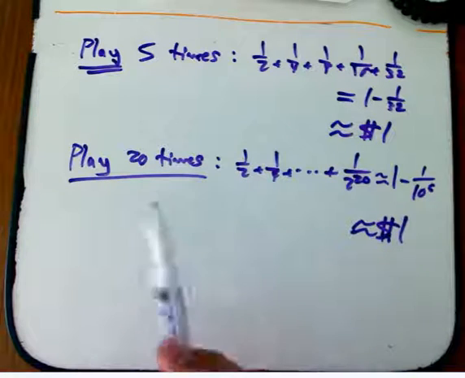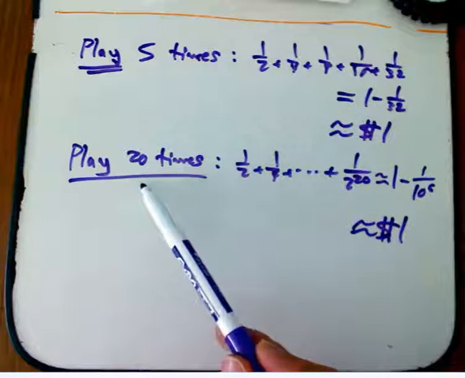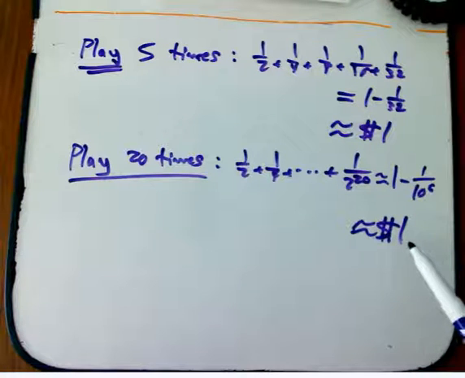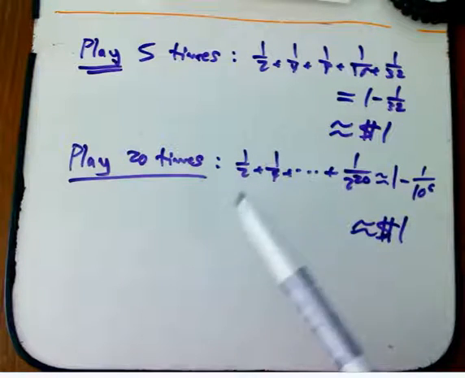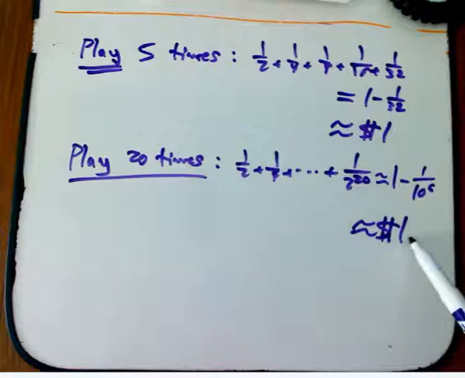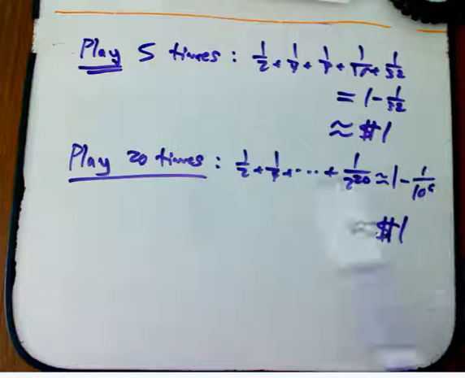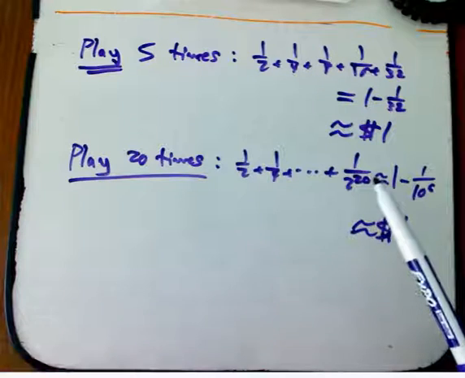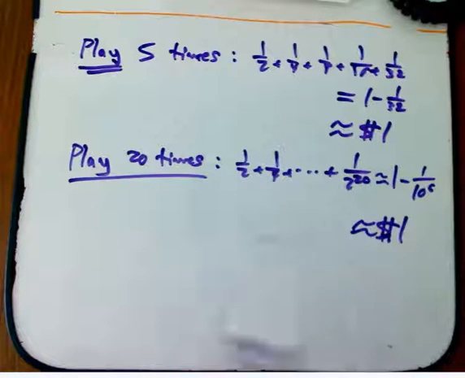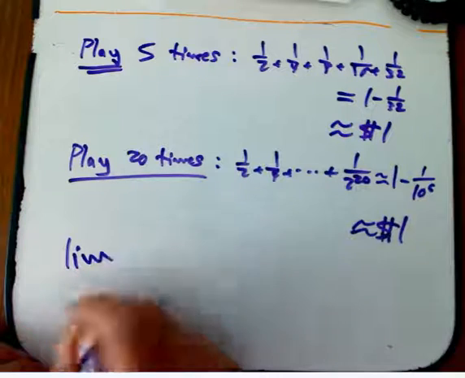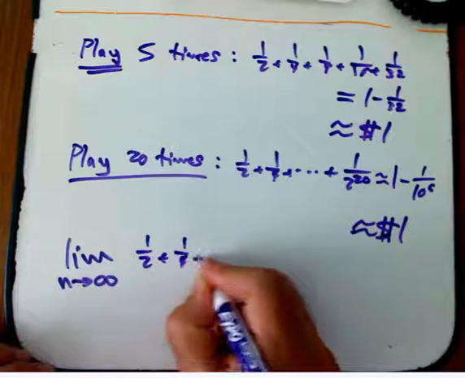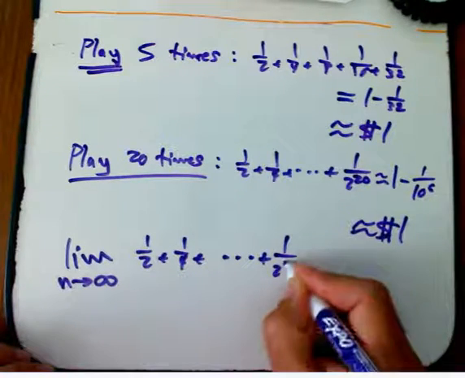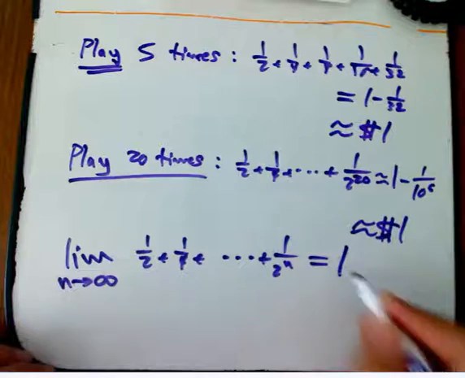So as soon as you play a decent number of times, our idealized, really simple, easy to remember number, that this game is worth $1, becomes a really good approximation, even though you're not actually going to realize the expected value of $1, because you can't play an infinite number of times. You can't even play a billion times. This is not going to happen in your lifetime. But because the limit, as n goes to infinity, of the finite sums is equal to 1, remember what that means.